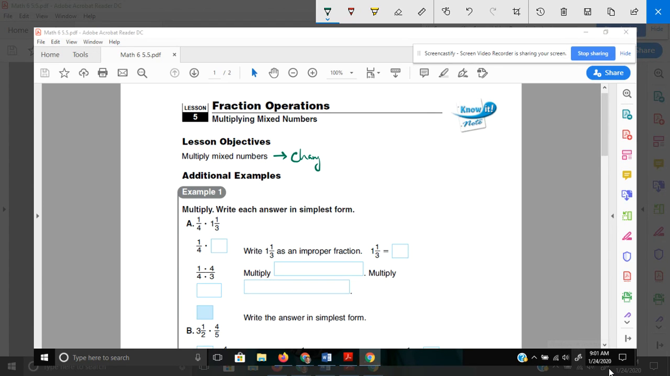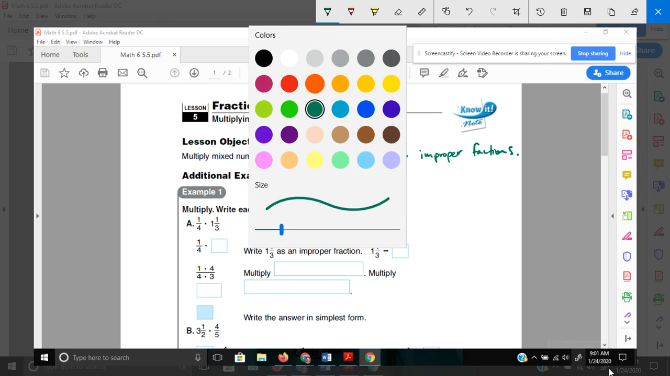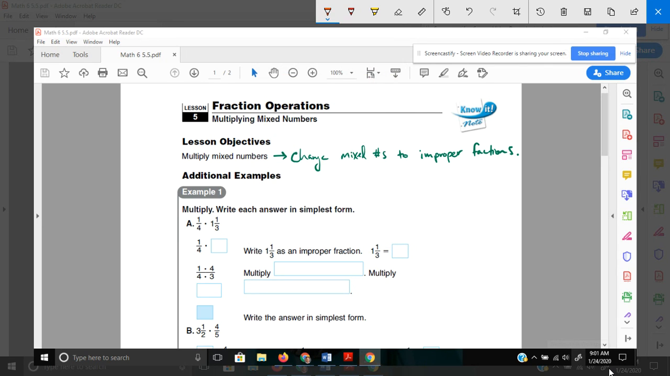to change mixed numbers to improper fractions. That's our first step in all these problems, and so it's really important that we remember how to do that. If you don't remember, let's just write it down to give ourselves a little reminder.